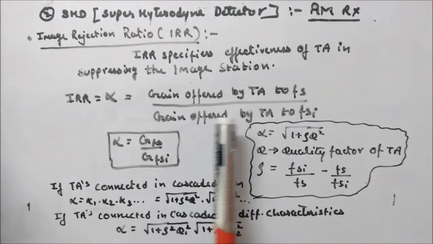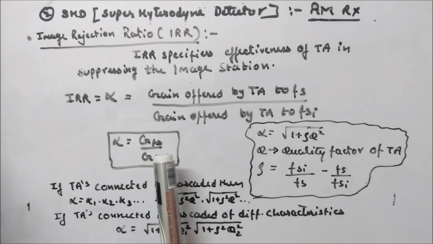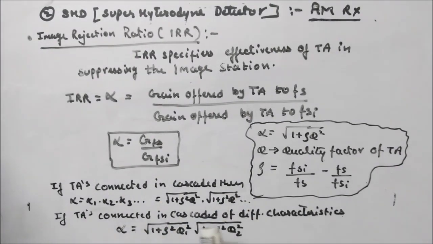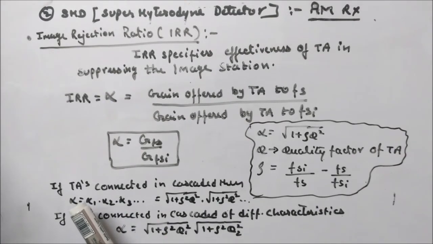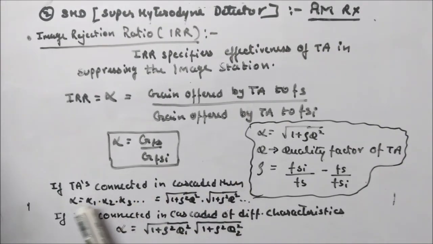Now if you have multiple tuned amplifiers in cascade, then what happens? If the TAs are connected in cascade, then alpha will be equal to alpha 1 times alpha 2 times alpha 3, which are the individual alphas of the tuned amplifiers. This can also be written as the square root of 1 plus rho squared q squared, into the square root of 1 plus rho squared q squared, and so on. Here we are assuming that the tuned amplifier characteristics are the same, meaning all the tuned amplifiers have the same quality factor. Then you can write it this way.